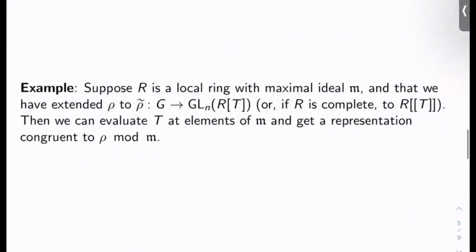Okay, so a quick example here. Let's let R be a local ring with maximal ideal M. And let's suppose that we have extended rho to rho tilde from G to GL_N(R[T]), or if R is complete, to GL_N(R[[T]]), the formal power series ring in T with coefficients in R.